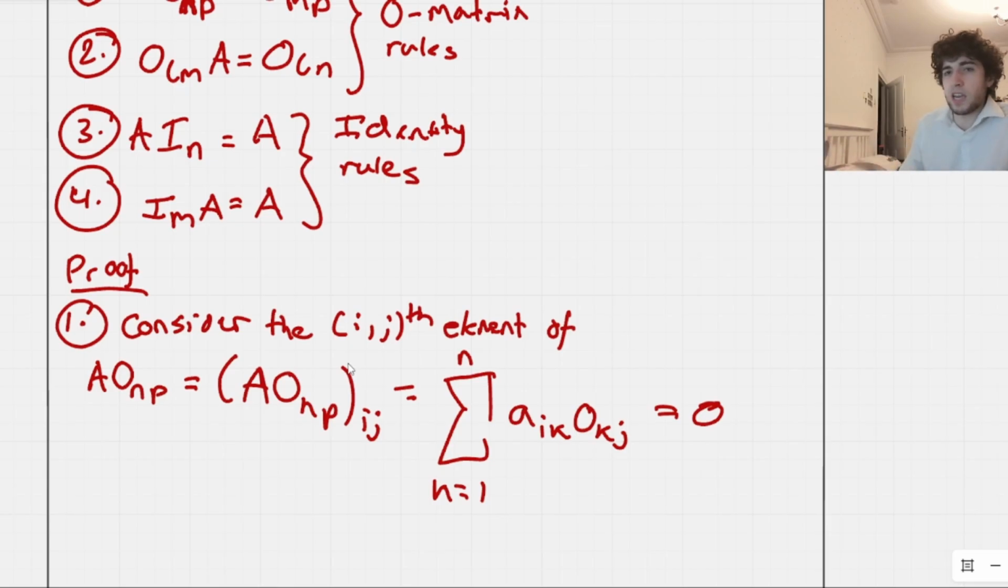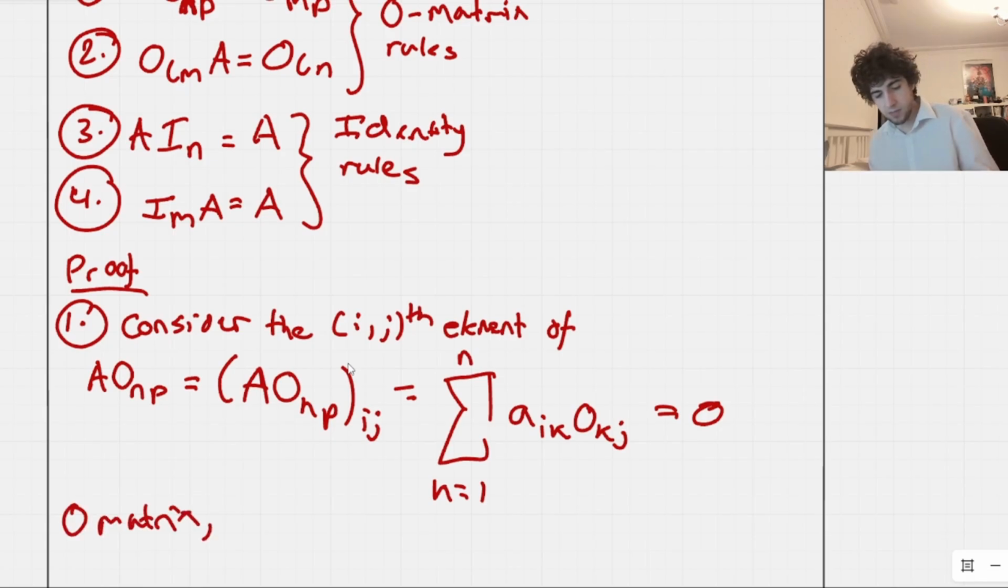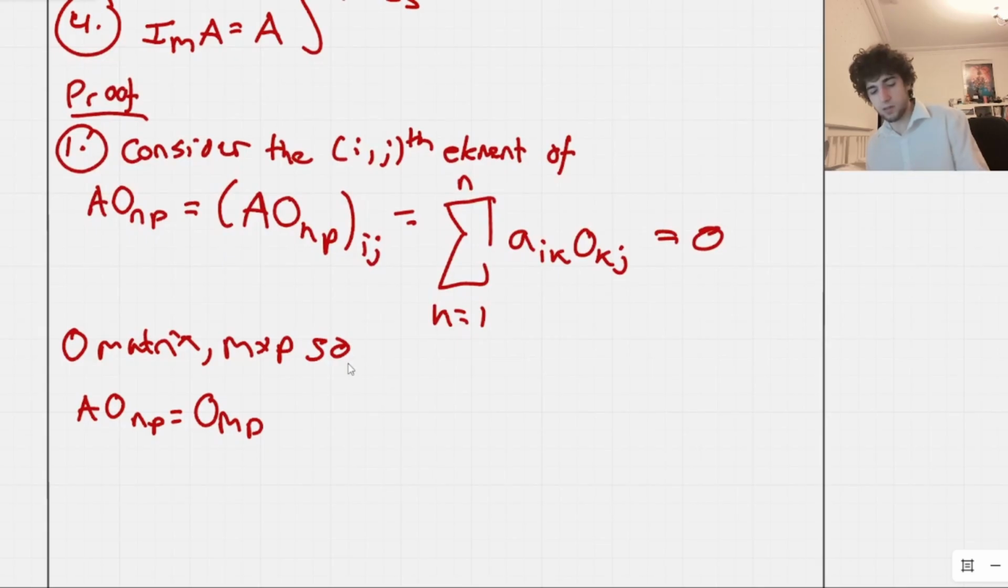I guess we're fixing i and j each time we evaluate the sum, right? So we're not looping over i and j. We're just fixing i and j and then evaluating the sum. So if I care about the element 1,1, then I fix i equal to 1, j equal to 1, and then evaluate that sum. But I'll still get 0, because every element of my zero matrix is 0. So now we have a zero matrix, and we know that it's going to be m by p, so 0_mp is equal to 0_mp, right? As required.